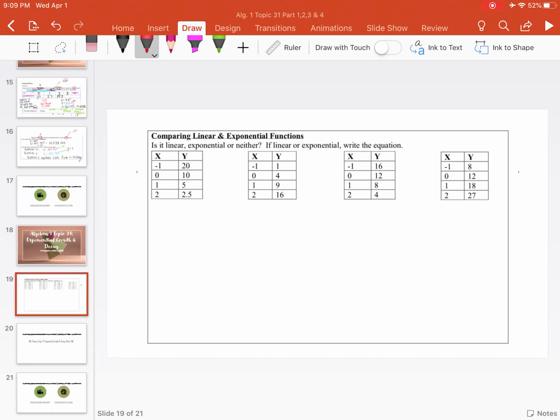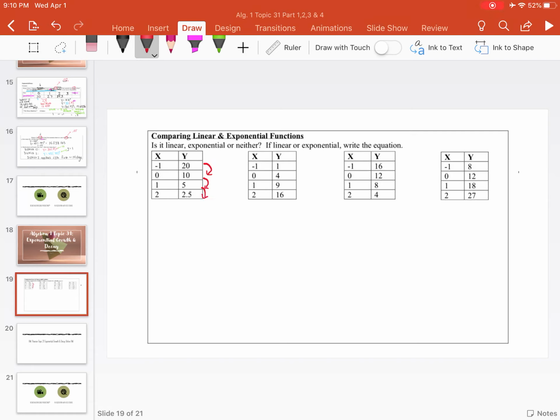Looking at the first example, we have our values for x and y, and specifically we want to look at our y values to identify if there is a common multiplier or if there's a common difference. So looking at our y values, we go from 20 to 10, 10 to 5, 5 to 2.5. So what is happening here? Well, in order to get from 20 to 10, we can either subtract 10 or we can multiply by 1/2. Let's try the next one. In order to get from 10 to 5, we can either subtract 5 or multiply by 1/2.